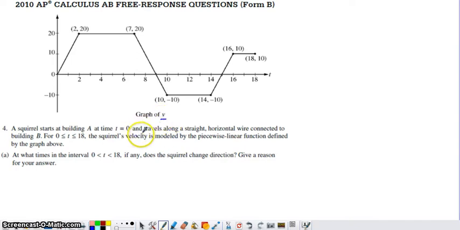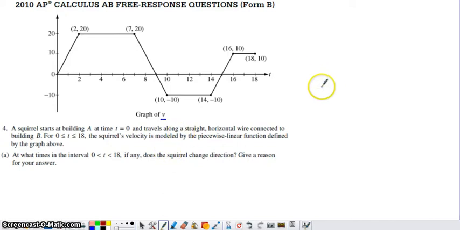And the situation that's described is that a squirrel starts out at building A and then travels along a wire toward building B. The squirrel's velocity is given by the graph that we have access to, and we're asked a series of questions about the situation. So the motion here is just one dimension, back and forth along the wire between the two buildings. In part A, it says, at what times in the interval from 0 to 18 does the squirrel change directions, and then give a reason for your answer.